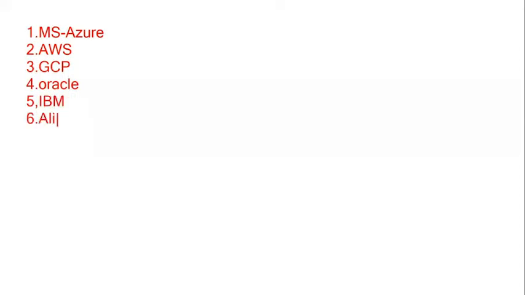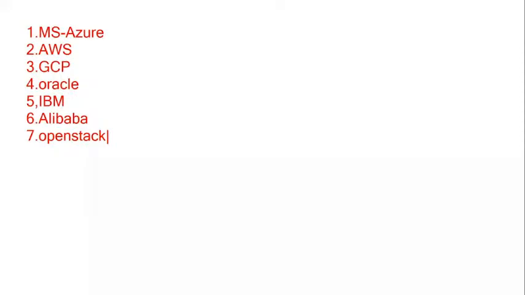One is Microsoft Azure. Second one, AWS. Third one, Google Cloud, GCP. Fourth one, Oracle Cloud. Fifth one, IBM Cloud, I can say IBM Bluemix. Next, sixth one, Alibaba. Also we have OpenStack. We have n number of cloud vendors providing cloud computing technology.